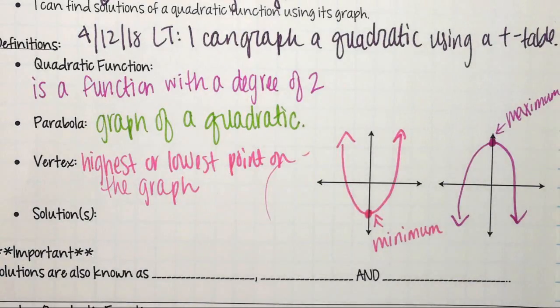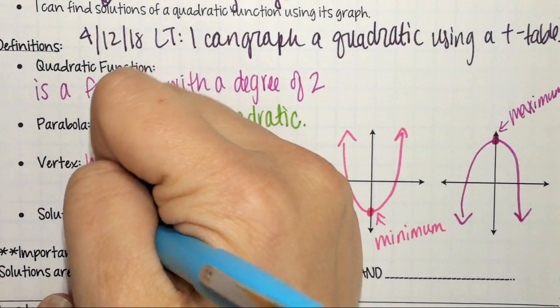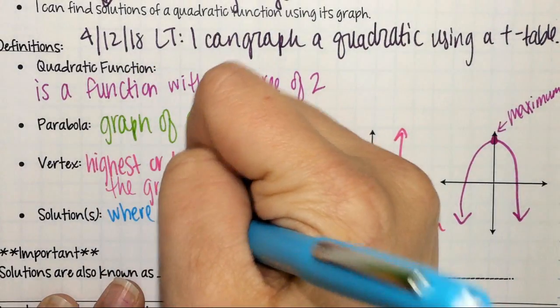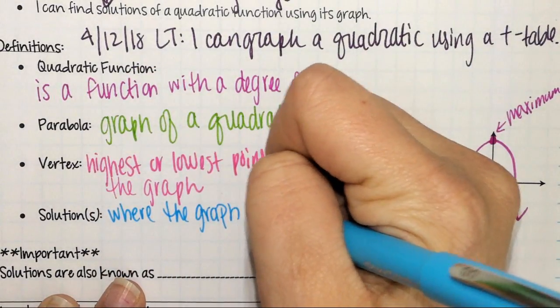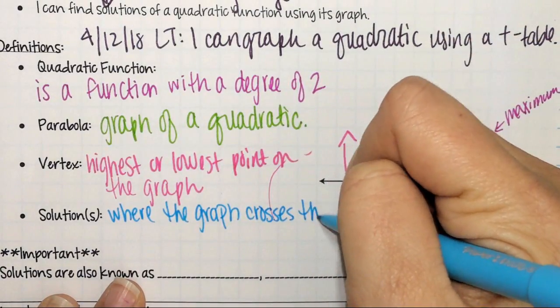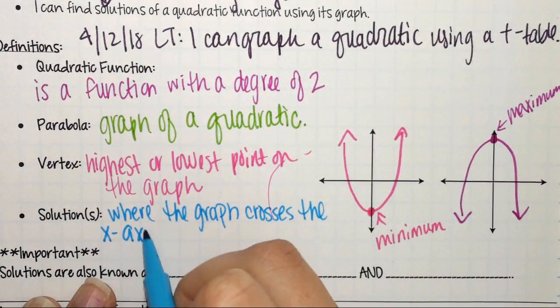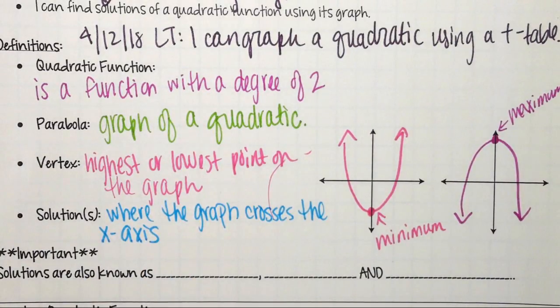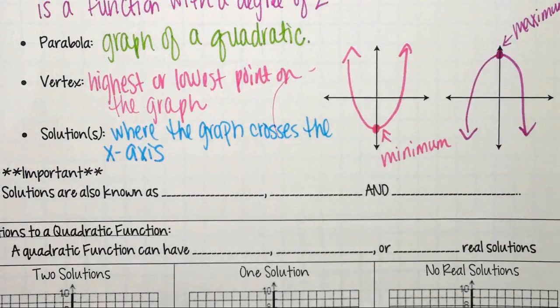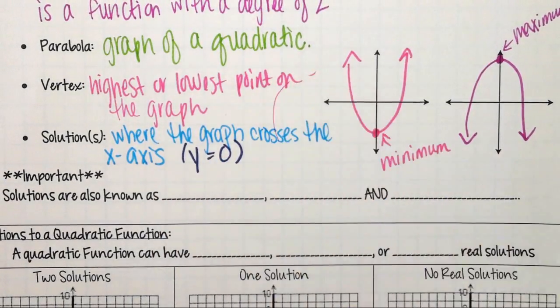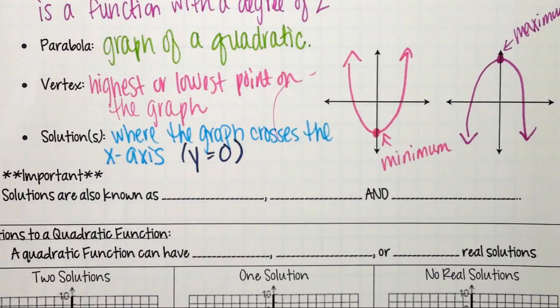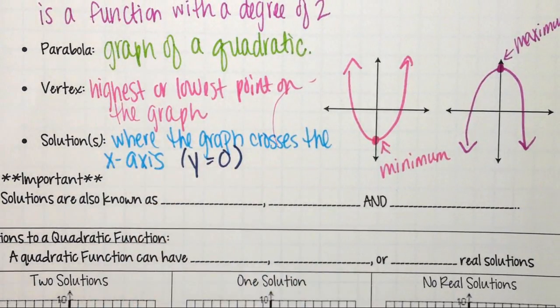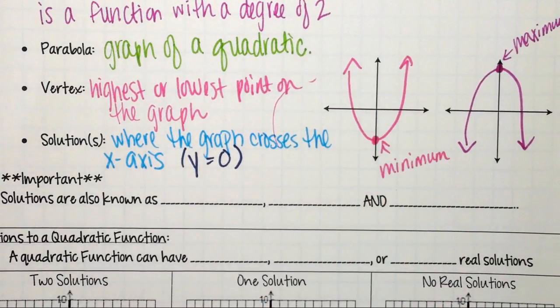Now, the point of today is not only to be able to graph, but to identify the solutions. Solutions are a very important part of a quadratic. That's what we've been factoring, that's what we've been finding, but when we graph it, it's where the graph crosses the x-axis. And when it crosses the x-axis, your y value has a very important value. Y equals 0. So when you're looking at your t-table, you're going to look for your y value that's 0. That's one of your solutions. Or if you're just looking at a graph, you're going to see where it crosses the x-axis.